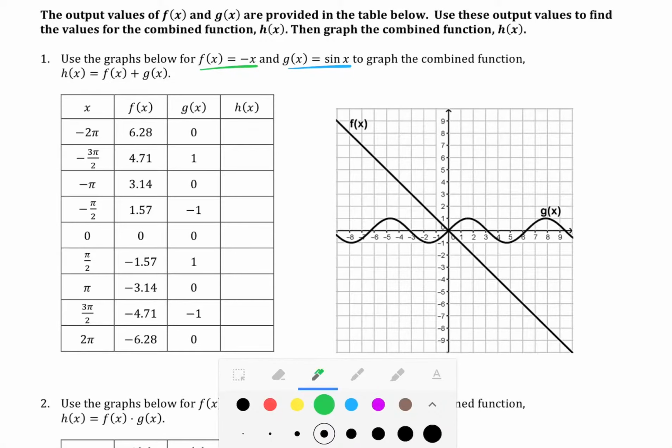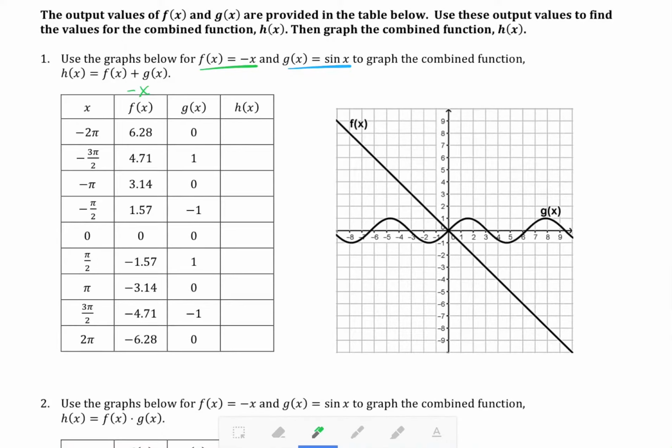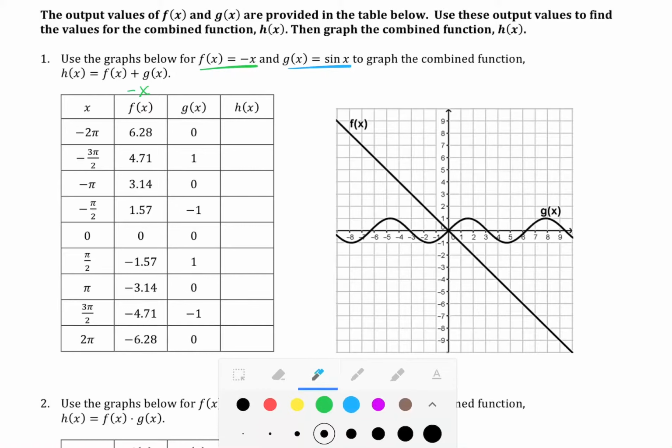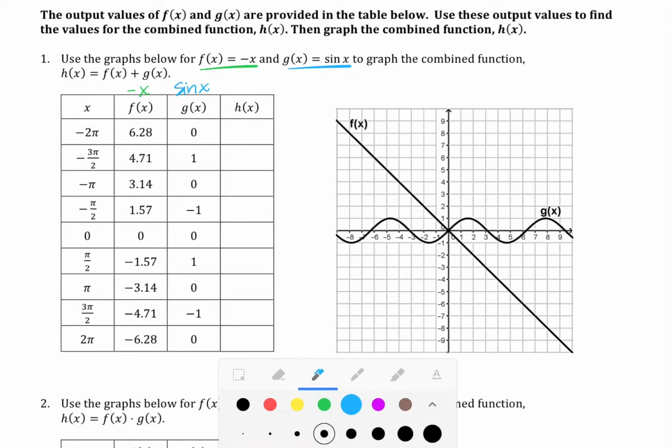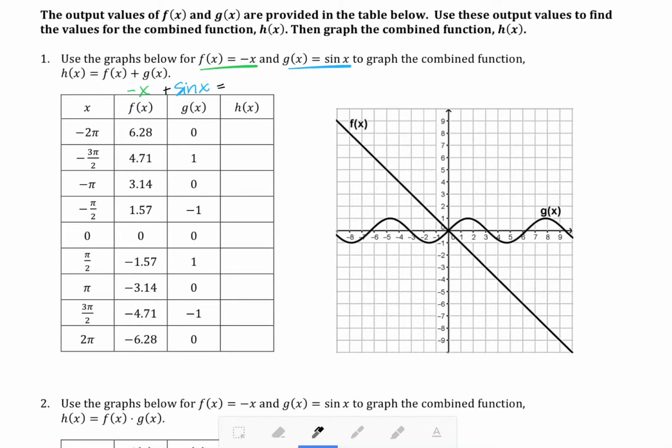In this column, we see f of x. That is just negative x. So we want to take this value in our x column and turn it into a decimal, because we are graphing it on this line that is not in terms of pi, it's just in terms of numbers, those whole number values. So we turn it into a decimal, and that's how we get that first column. The column right next to it are just the values of sine x as you would find them on your unit circle. So let's go ahead and find this calculation by adding them together. We're adding these two, and that should give us our h of x.